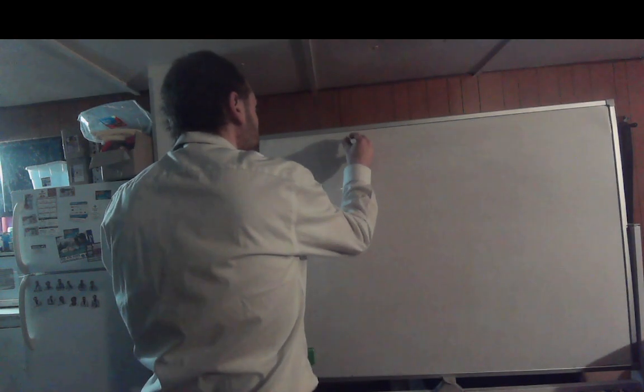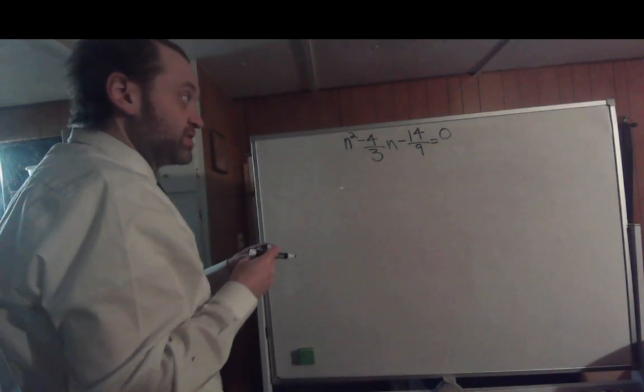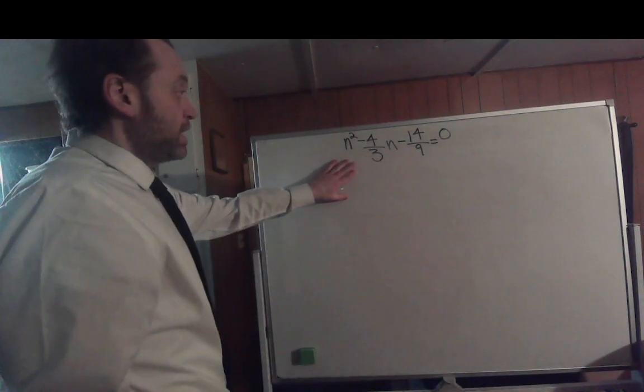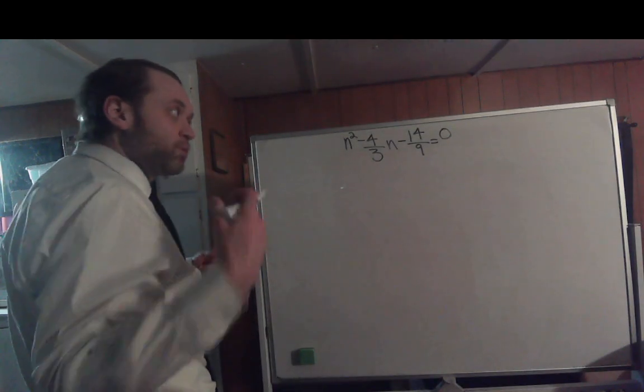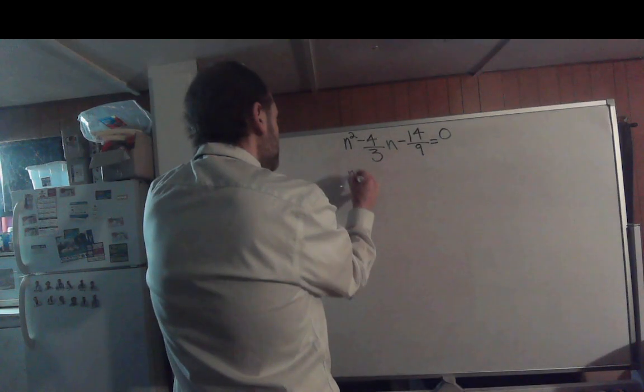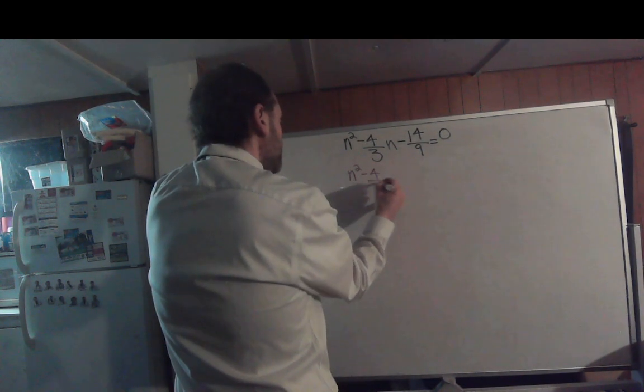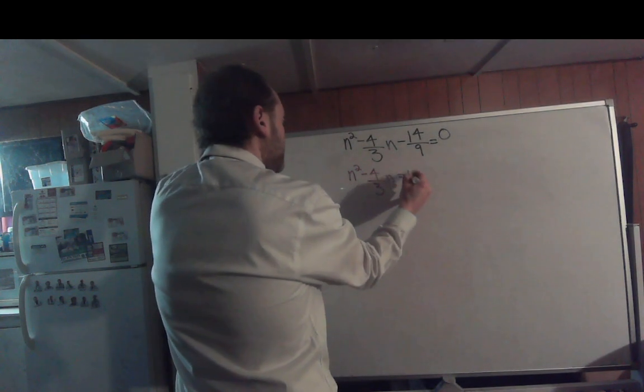All right, last one for this lesson. So we have n squared minus 4/3 n minus 14/9 is equal to 0. So we had a decimal one, now they're going to give us a fraction one. So we have n squared minus 4/3 n minus 14/9 equals 0. Well, let's get rid of the constant term out of the left-hand side, so add 14/9 to both sides. You would end up getting n squared minus 4/3 n would equal positive 14/9.